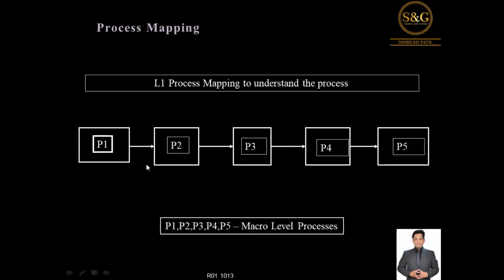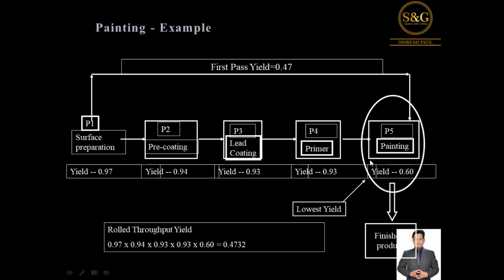I have given a simple process map. A process is something where input is converted into output, and in each process there are process steps. This is called L1, level 1 process mapping, which is a macro level process mapping. There are 5 stages here: P1, P2, P3, P4, P5. P1 gives input to P2, P2's output becomes input to P3, P3's output becomes input for P4, and so on. Once you map this L1 process map, you find out the throughput yield which we discussed.